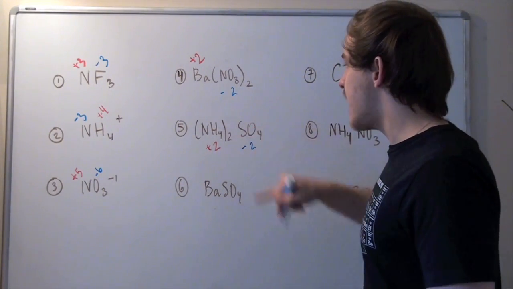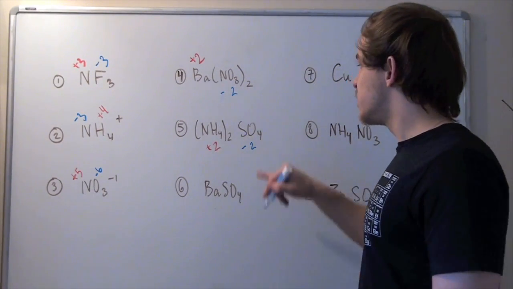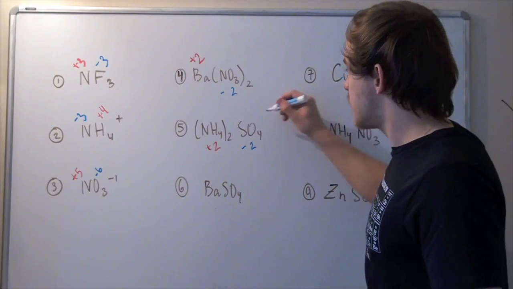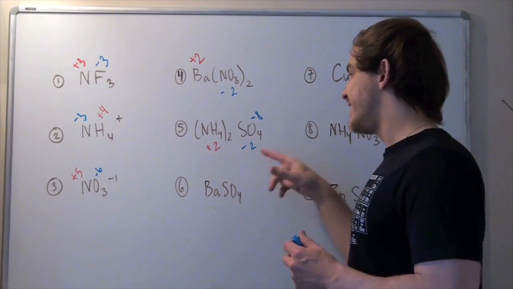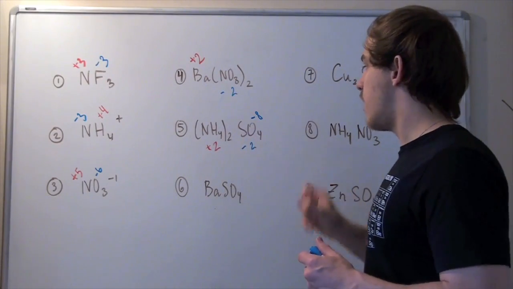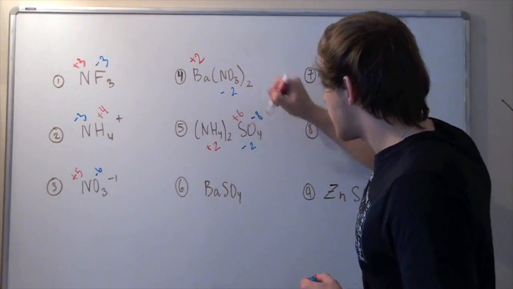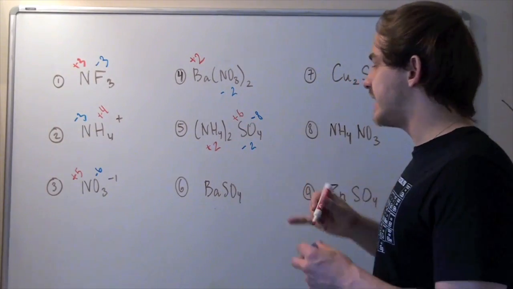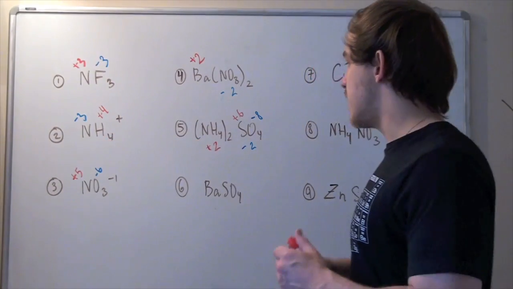So O precedes S. That means we assign to O first. O gets a -2. So -2 times 4 atoms gives you a -8 for O. And since we want an overall -2 on this molecule, this S must have a +6. +6 minus 8 gives you a -2. Now we're not going to assign anything to this guy because we already did that in example 2.